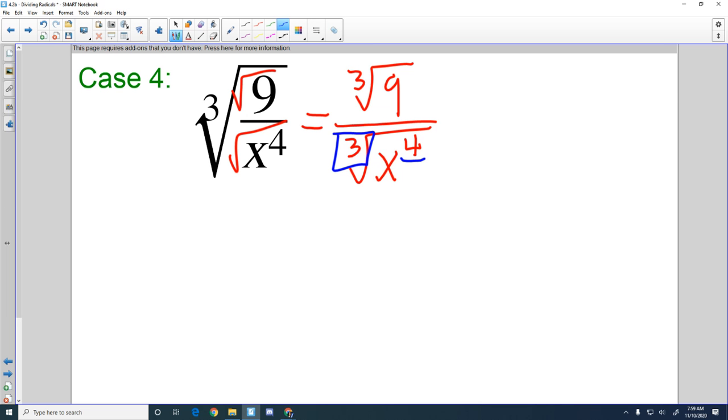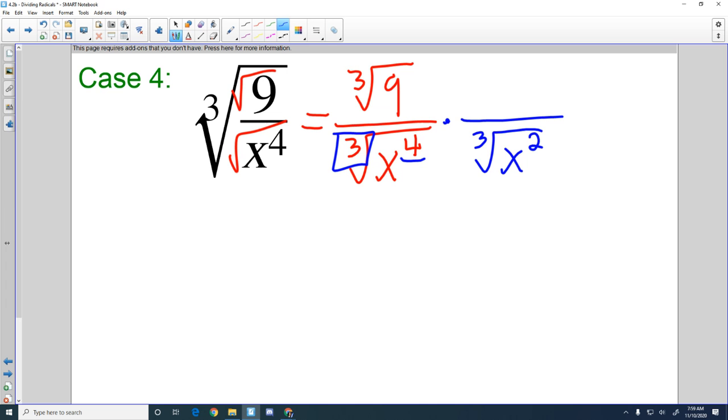So to make that an x to the 6th power, how many more x's do we need to multiply by? You're going to show me with your fingers. How many more x's do we need? 2. Awesome. So I'm going to multiply by the cube root of x to the 2nd.